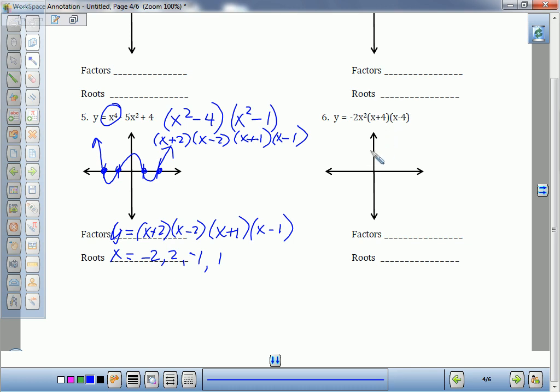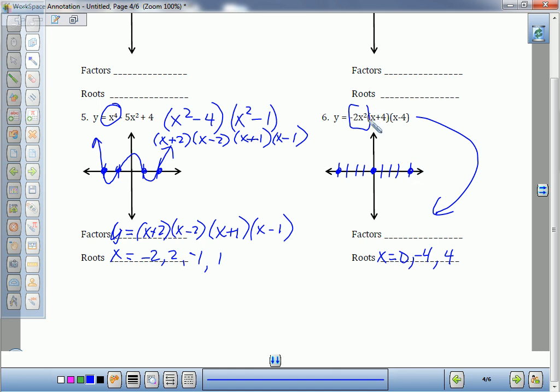All right, and finally this one. It's already factored, so this is what goes there. We have roots at 0, at -4 and at +4. So 1, 2, 3, 4, we need an x-intercept.